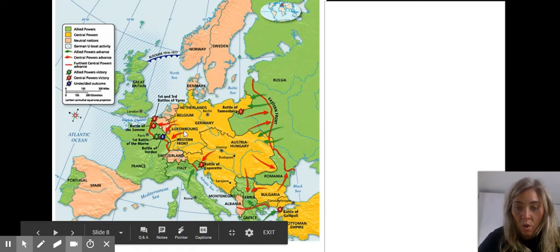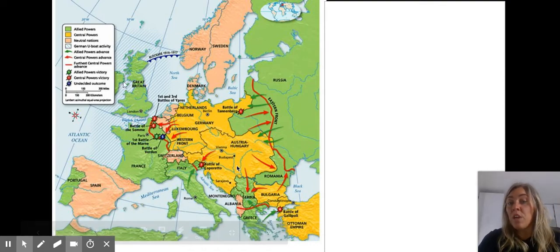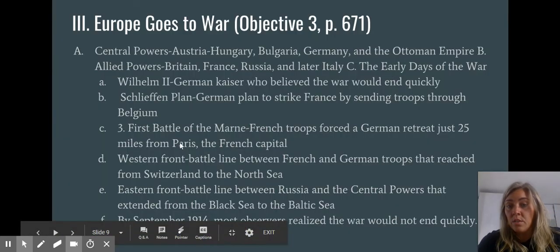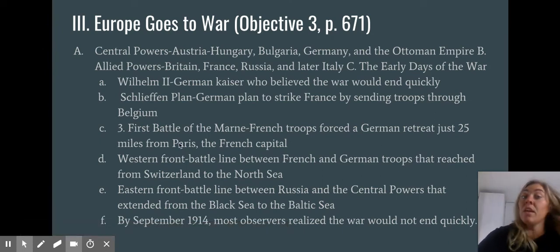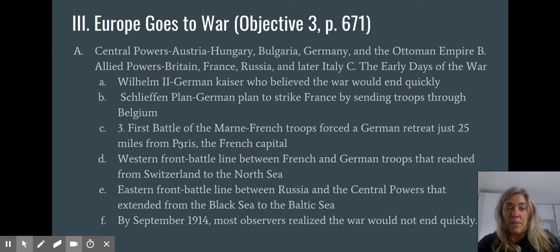So anything in yellow, those are all the Central Powers. Okay, the green are the Allied powers. So that's going to be Britain, France, Russia, and then Italy, because Italy gets mad that Germany is trying to start a war and switches sides.